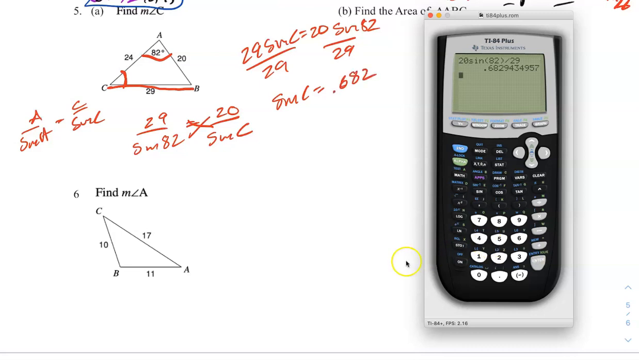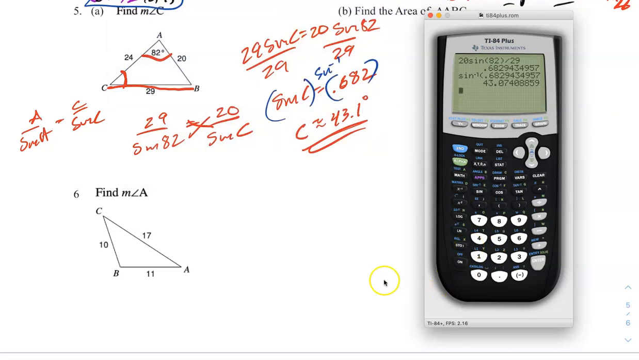And then to get rid of the sine, we're going to sine inverse both sides. So second sine, let's get our answer. And I get 43.1. C is approximately 43.1 degrees. Right, because we did sine inverse of both sides. I probably should show that. Just like that. So there we go.